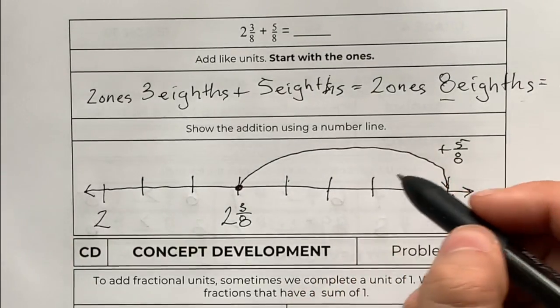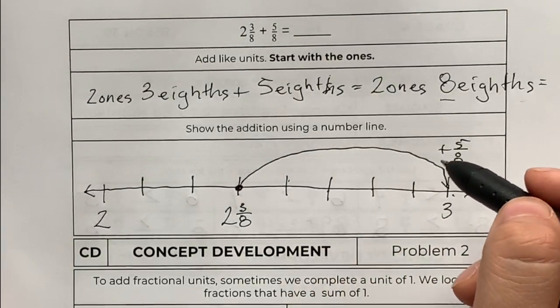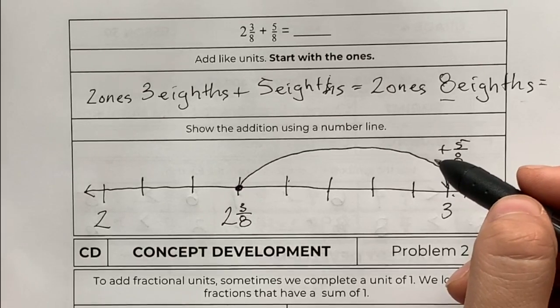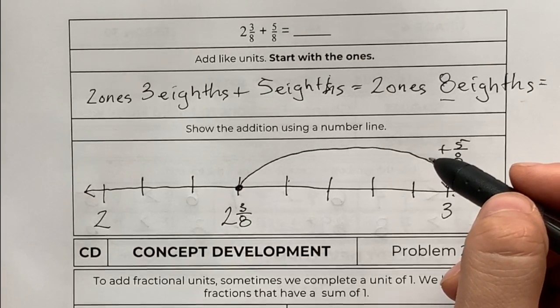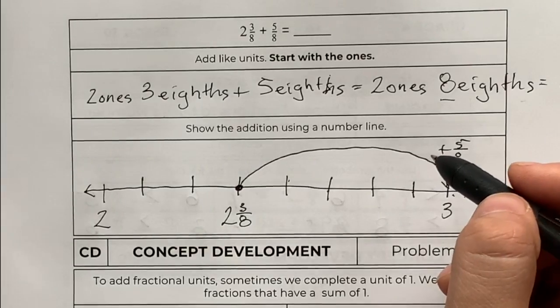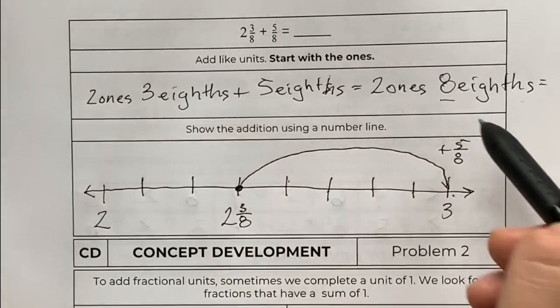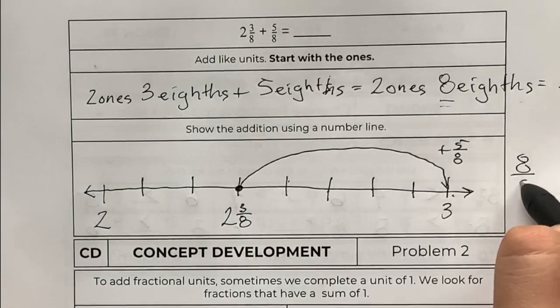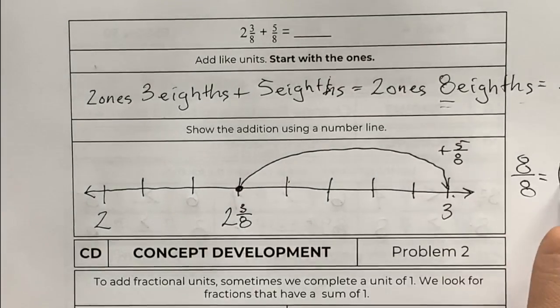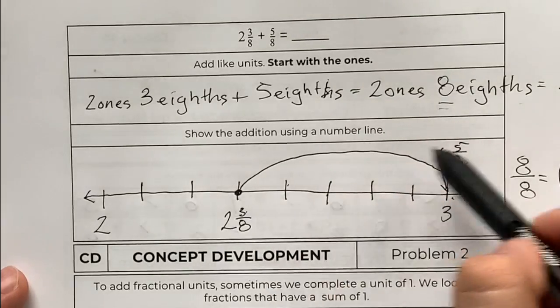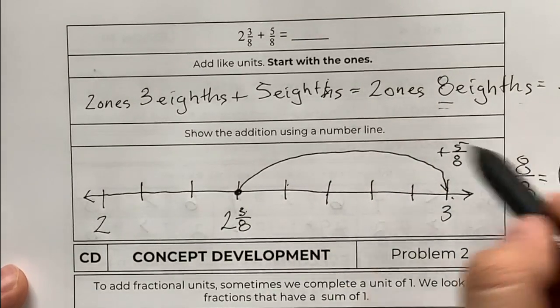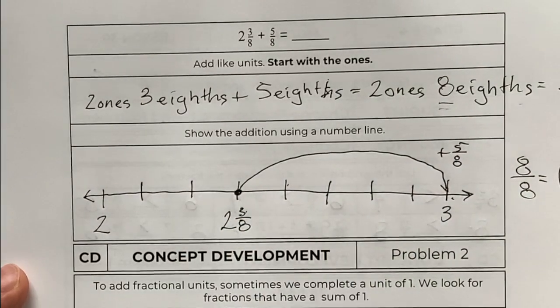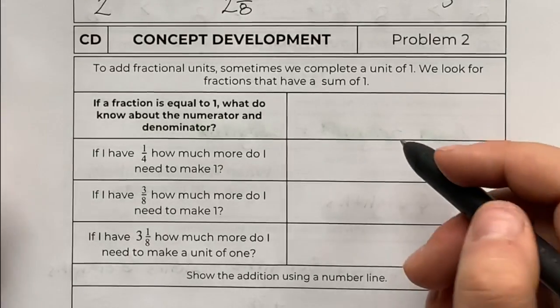So when we add 5/8 more, it makes a new unit of 1, a new whole number, 3. So those fractional units, 3/8 plus 5/8, like we said before, if I have 8/8, that equals 1. So if 5 plus 3 make 8, then that has to be a 1 that I add on to that original 2. Okay, let's look at another problem.